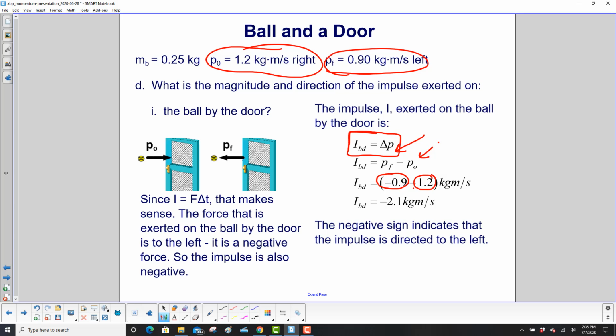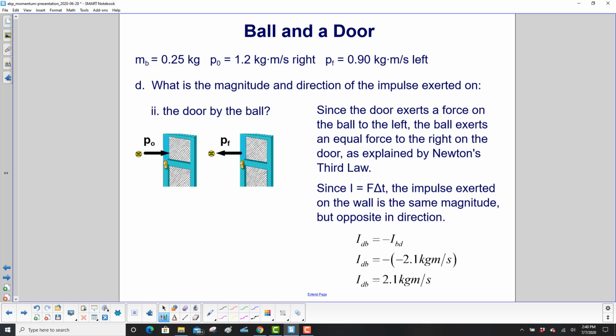Now, I equals F delta T, so this all makes sense. The force that is exerted on the ball by the door is which way? It's to the left, right? It's pushing it back to the left. That's a negative force with our convention, so the impulse is also negative.